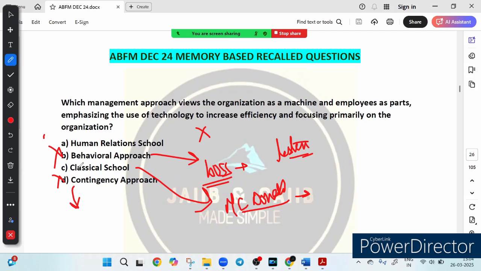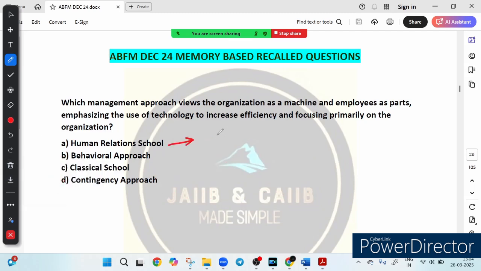So basically, let's quickly summarize the facts. What is the correct answer to this question? The correct answer is the classical approach. It focuses on efficiency, right? Technology, and standardized processes. Human relation focuses on employee motivation and well-being, right?